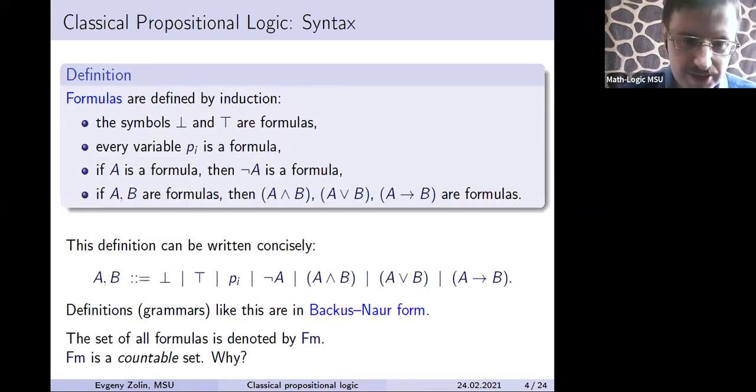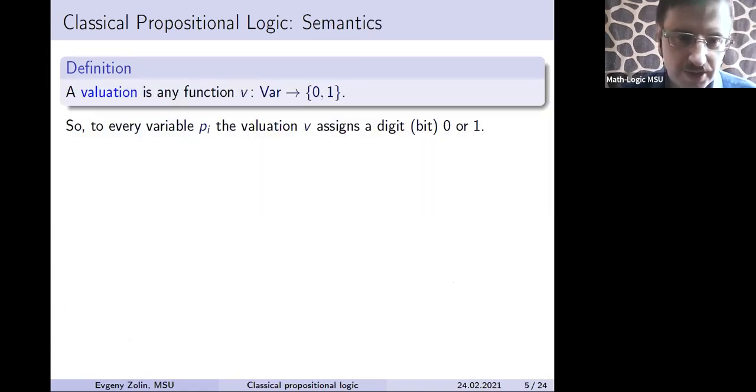So this is semantics. This is the syntax, how to write objects. In our case, objects are formulas. Now, how to understand them? What is the meaning of formulas? For this, we introduce a valuation or assignment. Sometimes it is called assignment. So to every variable, we assign 0 or 1. So 0 stands for false, 1 stands for true.